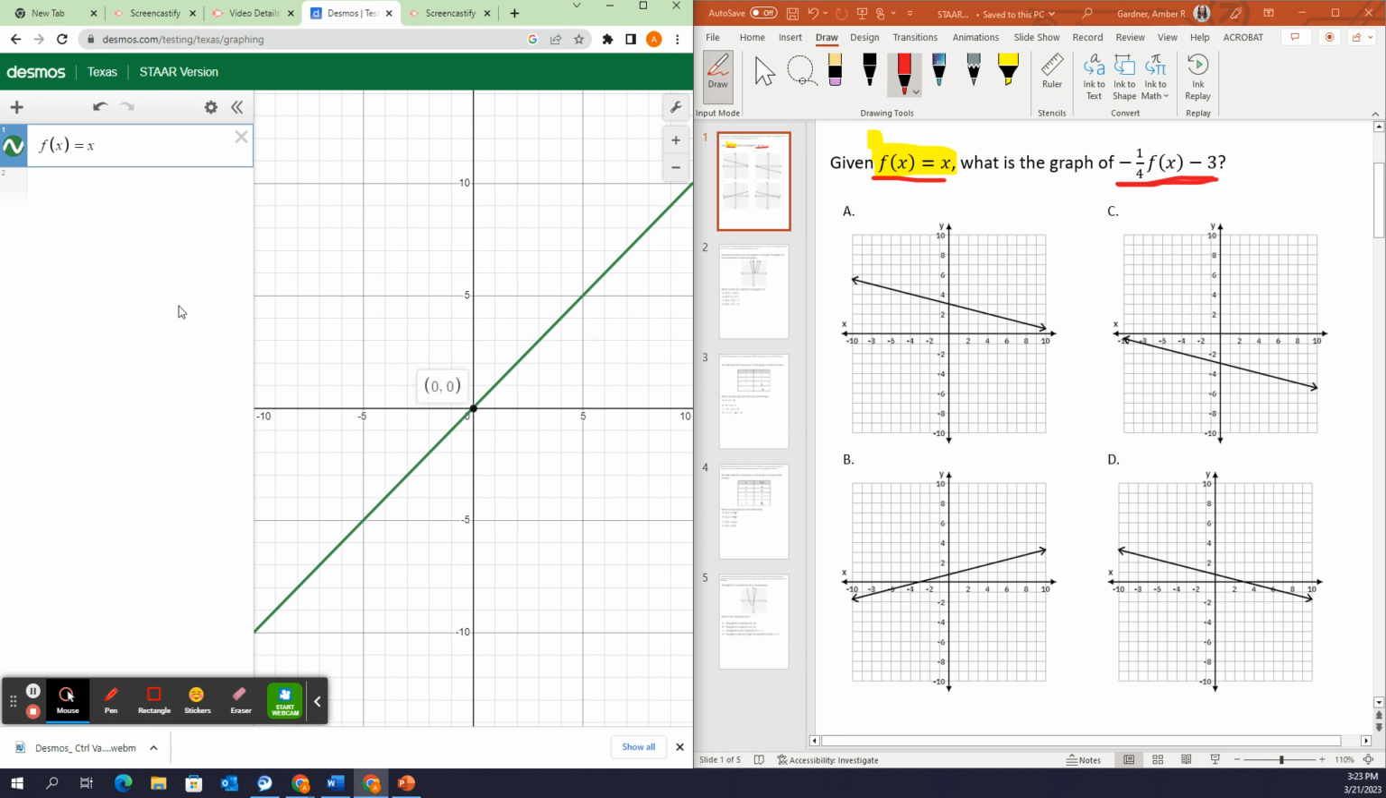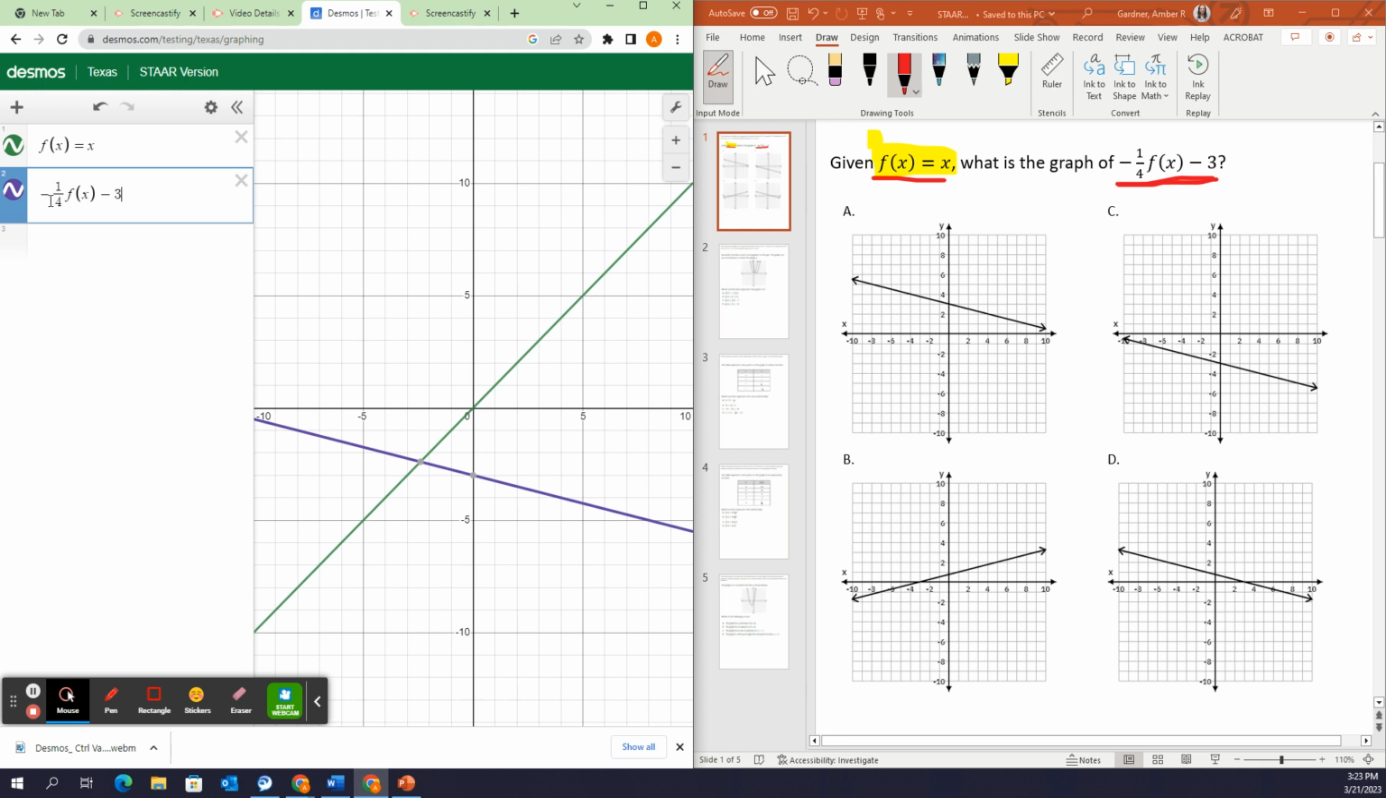Y-intercept is 0. Now, what I can do is type in this second expression right here, the one that has been changed from the starting parent function. So I'm going to type that in. I'm going to type it in correctly. Get my parentheses right. And then minus 3. Okay. And so now this purple linear graph is my new or transformed graph.